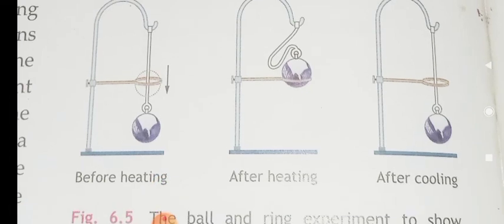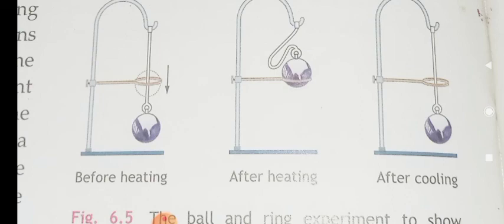Make sure that the ball can pass through the ring. So heat the ball and again repeat the experiment. After heating the ball, you are not able to pass the ball through the ring. Why? Because while heating, the volume of the metal ball has expanded, and the increase in volume does not allow the ball to pass through the ring. It can only pass through the ring after cooling.